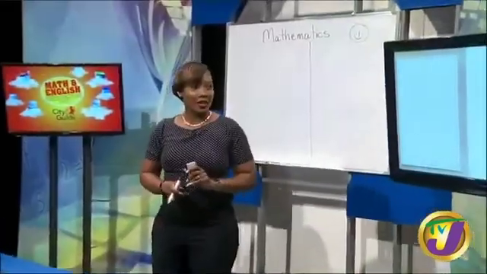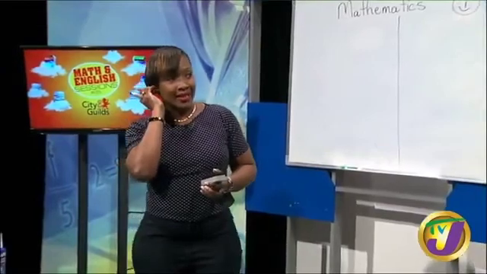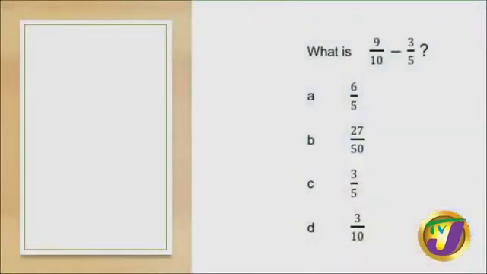So let's look at the question. It's similar to the one that we did before the break. This one says 9/10 subtract 3/5. We're going to work it out on the board together because I don't want to take it for granted that we're all following. So 9/10 take away, subtract 3/5.